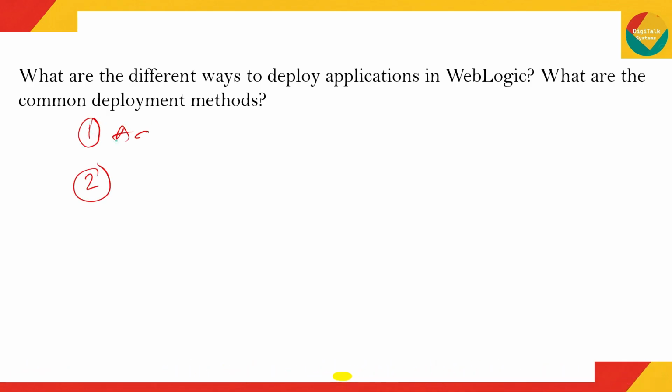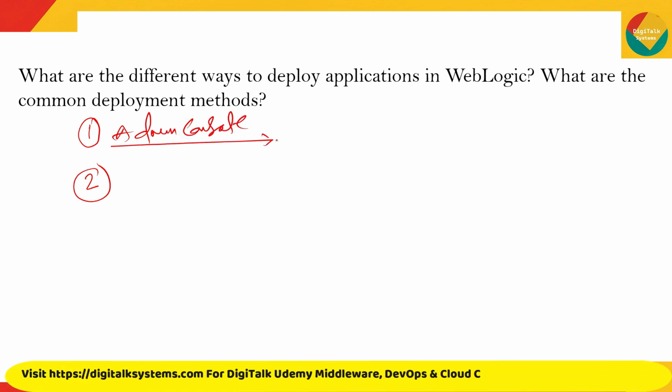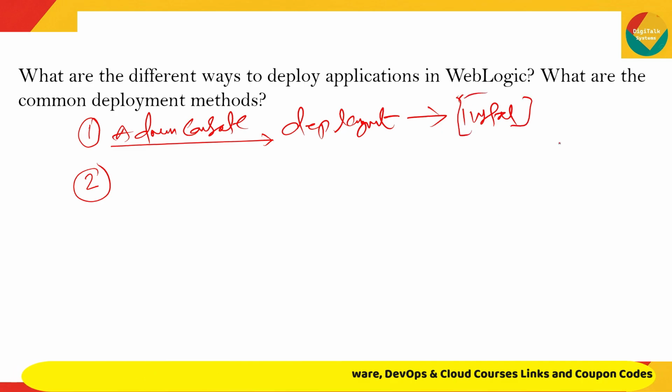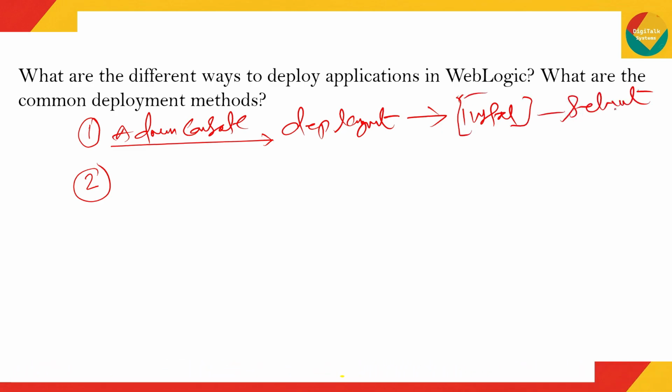Okay, the very first is the admin console. You log into the admin console, okay, and go to the deployment section. In the deployment section, you click on install. The install option is there for installation of a new application. You can select the application and then you get multiple options during the deployment, and then we deploy the application. So the first way is you can deploy with the help of the admin console.